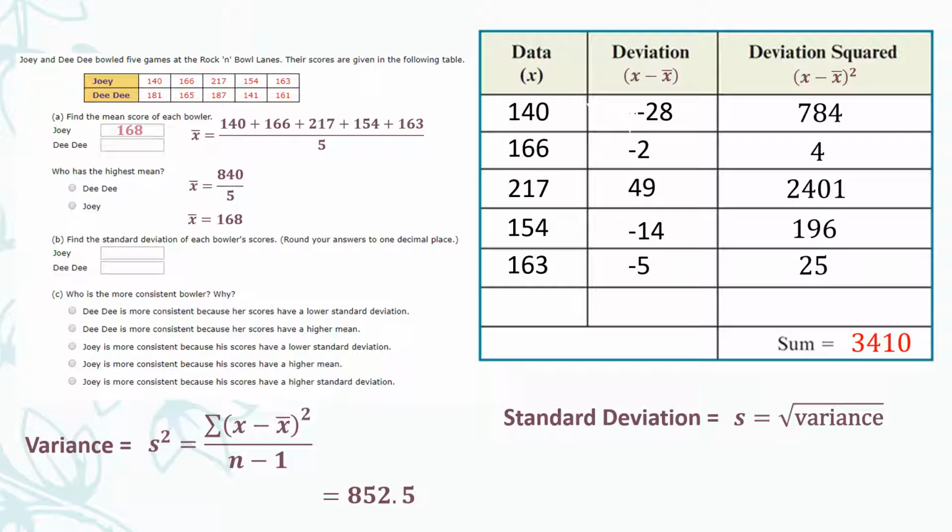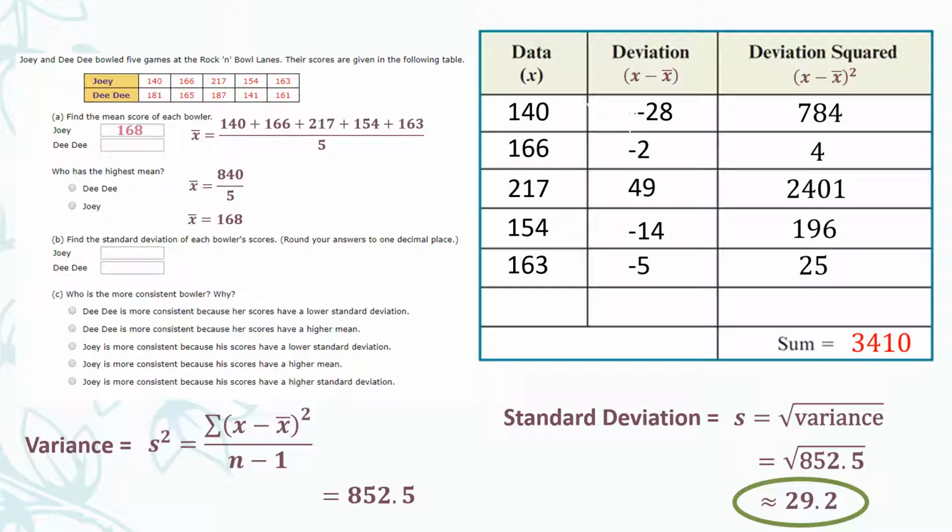Now that we've found the variance, we can find the standard deviation. That was our whole goal, to find the standard deviation. So we're plugging in 852.5 for the variance. The square root of 852.5 is approximately 29.2. I think it's 29.19 something. Since they told us to round to 1 decimal place, that gives us 29.2. So there is your standard deviation.